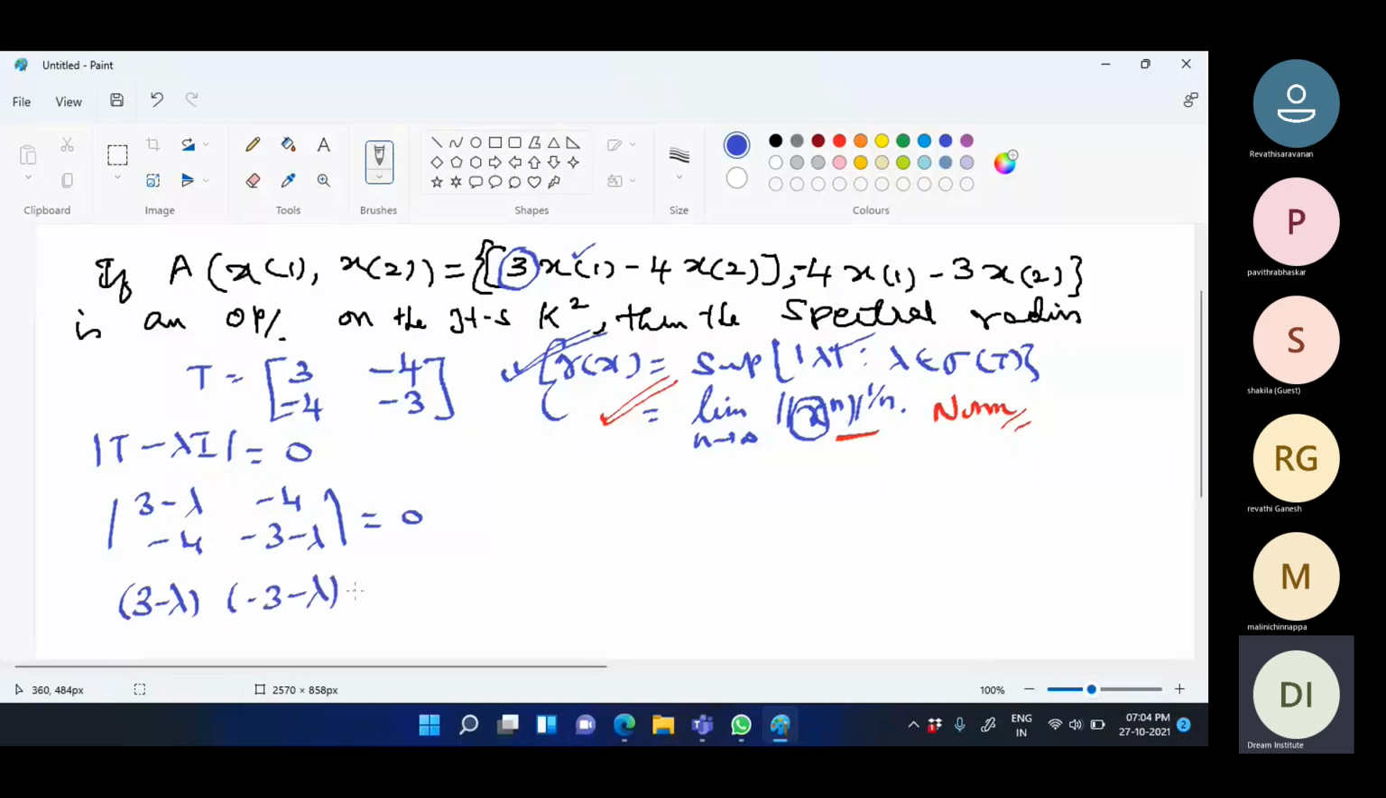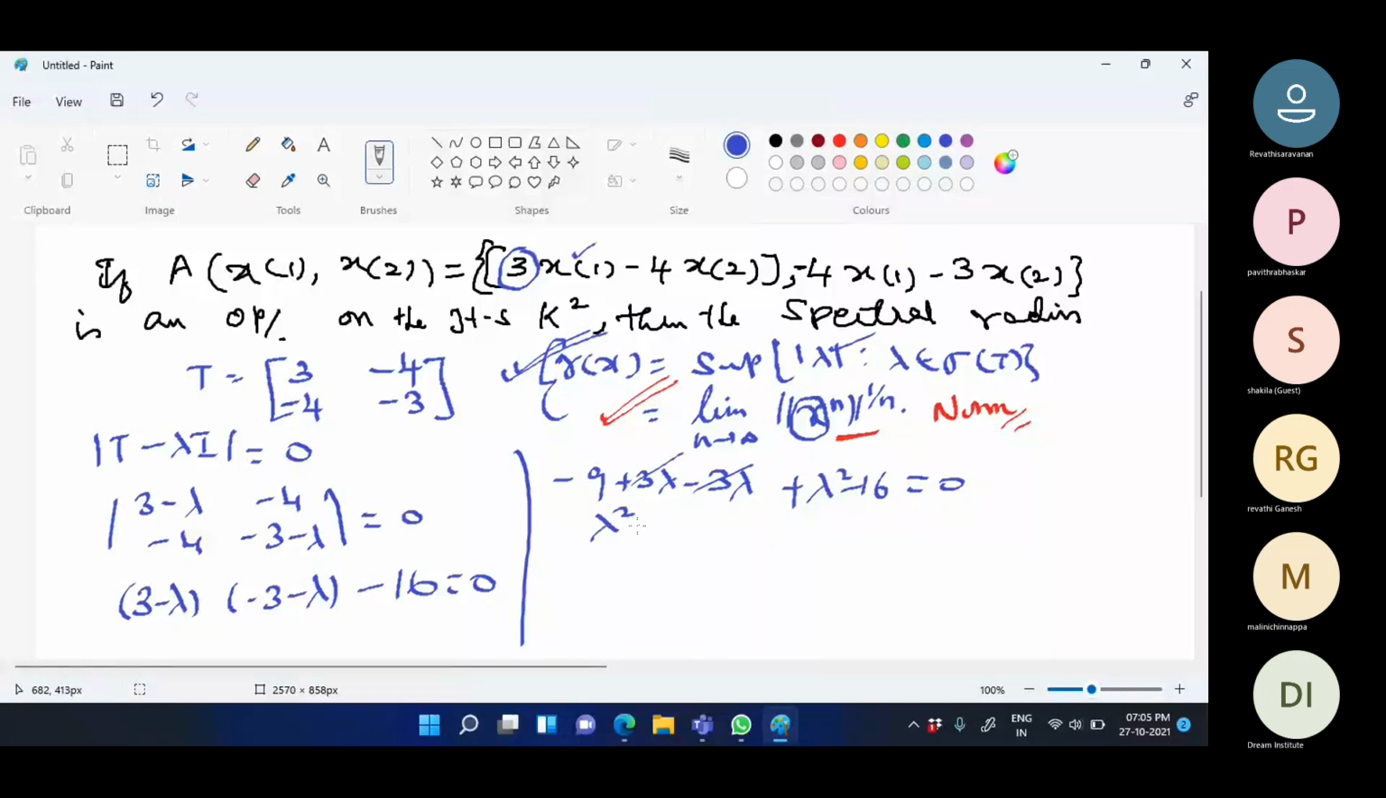So what is the answer here? Minus 9 plus 3 lambda minus 3 lambda plus lambda square. Lambda minus lambda are cancelled here. Next, lambda square minus 25 is equal to 0. Lambda square is equal to 25. Lambda is equal to plus or minus 5. So which one is greater here? We have to find R of T, which is the supremum of mod lambda.